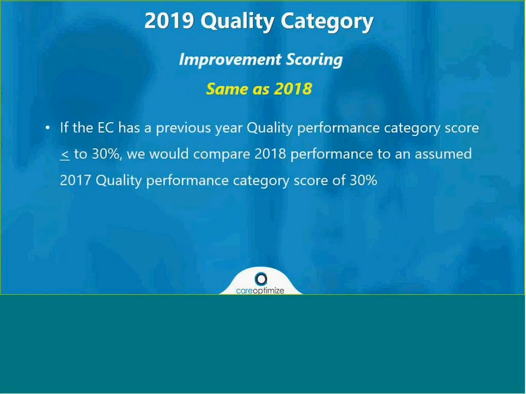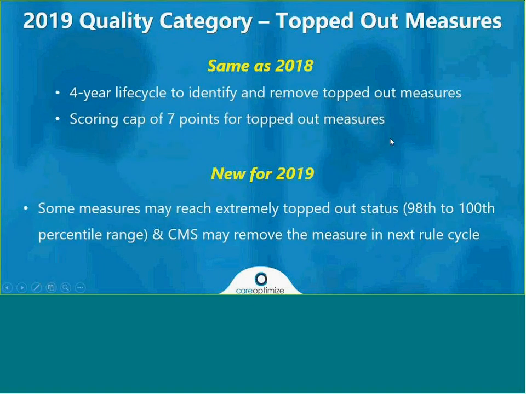Okay, the improvement scoring, that's not going to change. So as you can see here, if your performance category is less than or equal to 30%, then they're just going to compare it to the previous year, which in this case would be this year's performance. So not really a change from last year to this year for your improvement scoring.